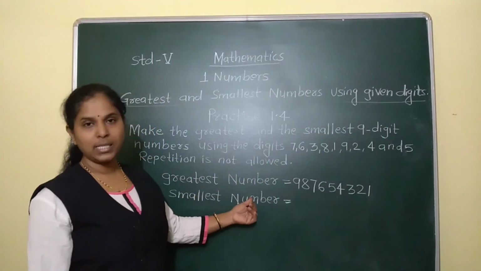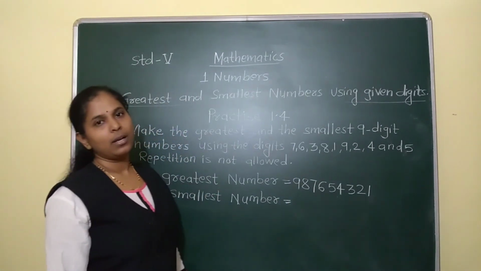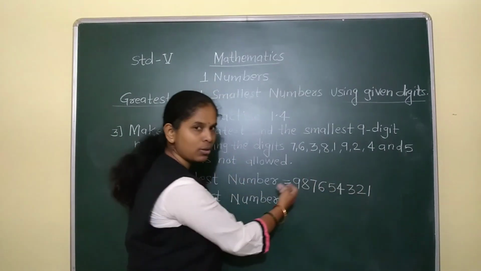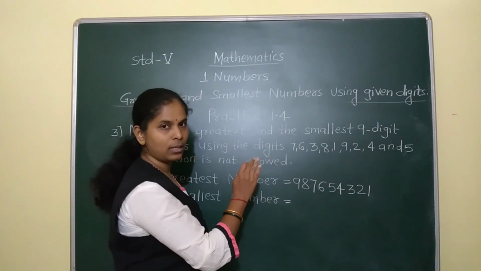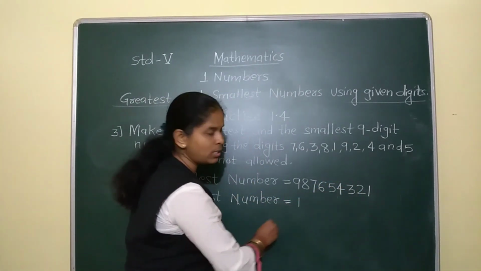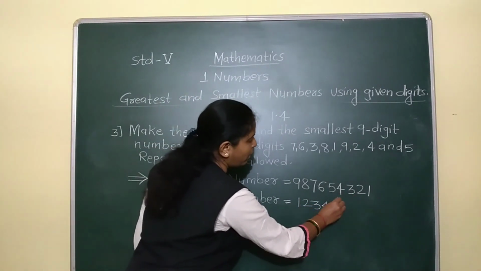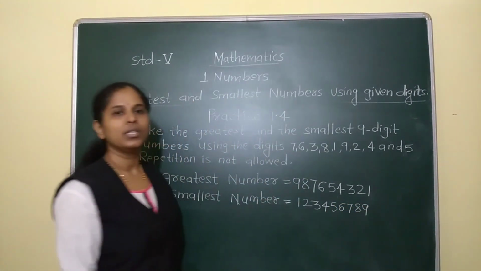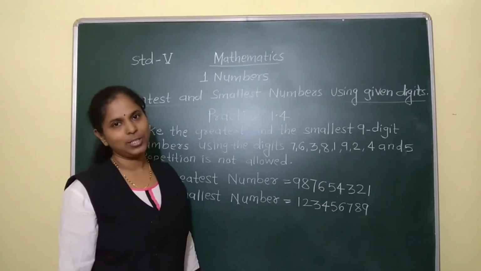Now smallest number. Smallest number means we have to arrange the digits in ascending order. So just reverse of this. Reverse means, see, from here, from back, if you will start writing, you will get the smallest number. See here, 1 is the smallest. After that 2, then 3, then 4, then 5, 6, 7, 8 and 9. This is the smallest number we made by using the digits.